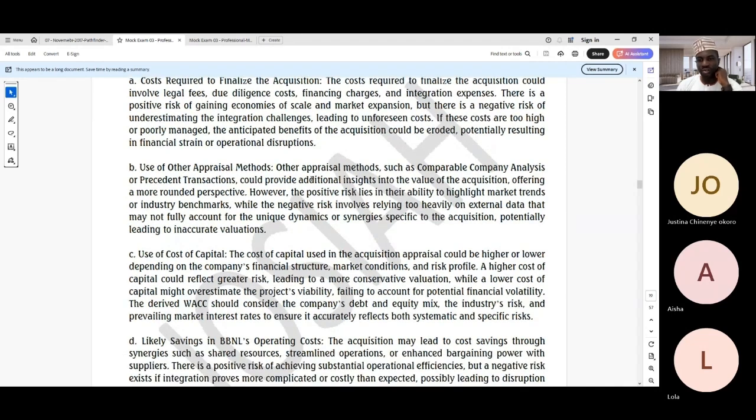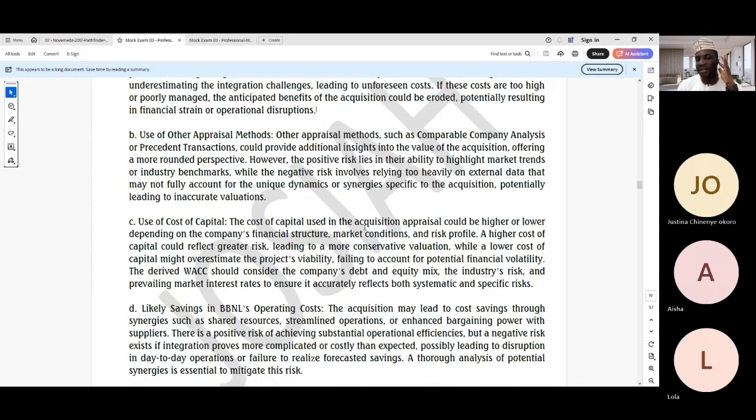acquisition to be seamless. We also talk about the appraisal method used. So we said other appraisal methods such as company comparative analysis could be better than the NPV we use. So we also need to look at the risk that lies in the ability to highlight market trends and industry benchmarks, while there's a negative risk involving relying too heavily on external data that may not fully account for the unique dynamics of synergies specific to the acquisition. So we're generally speaking to the risk of the appraisal method used.